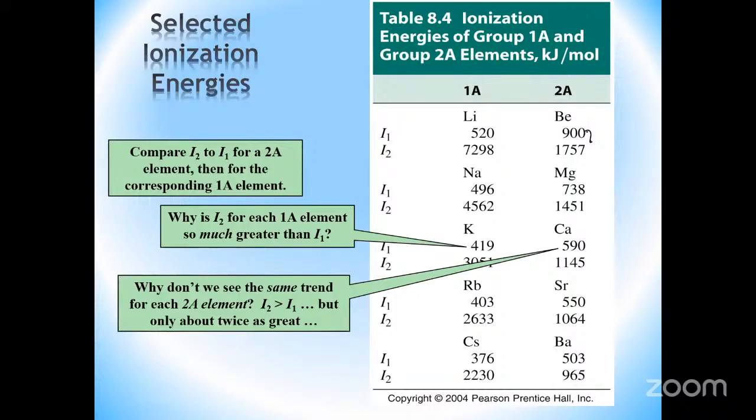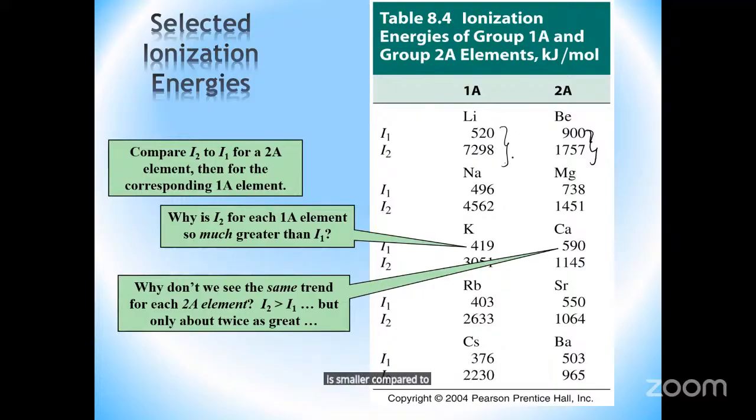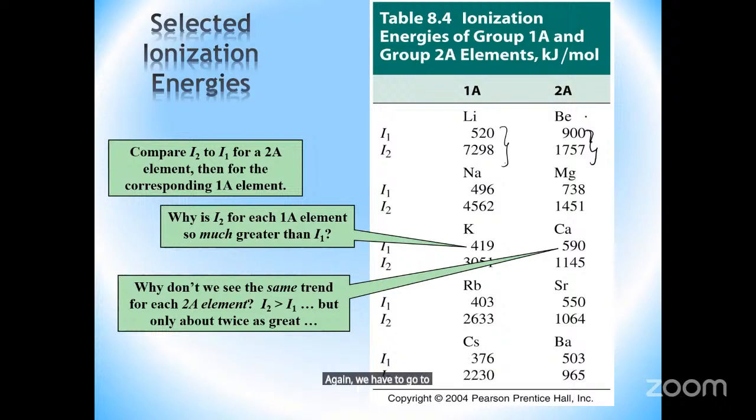You'll notice that this difference here is small compared to this difference, right? Now the question is, why is it smaller? Why is it that the difference between the first and second ionization energy in the case of beryllium is smaller compared to the first and second ionization energy in the case of lithium? Again, we have to go to the electronic arrangement, the electron configuration.